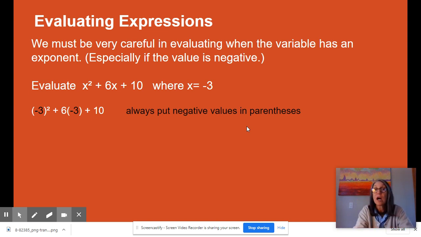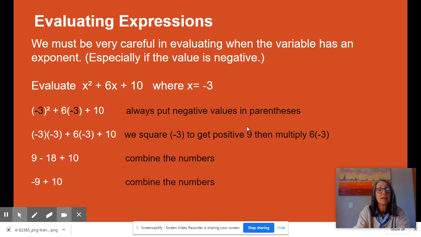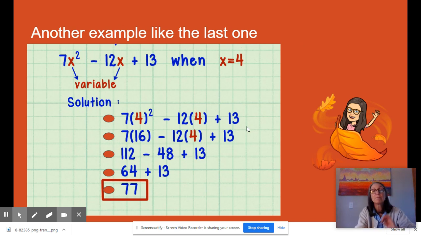First thing we have to do, Aunt Sally tells us, is to deal with the exponent. So we're going to use the negative 3 twice. Then we're going to multiply. So now we have 9 minus 18 plus 10. Now we want to combine those numbers. First, the 9 minus 18 is a negative 9, plus the 10 gives us a final answer of 1. This is another example like the last one, and if you'd like to pause this one and see how it progresses, please do. All the examples can really help you.